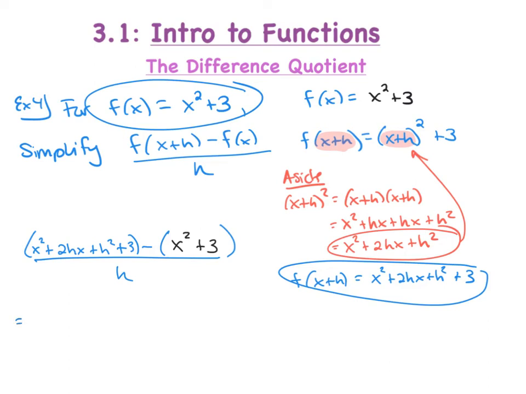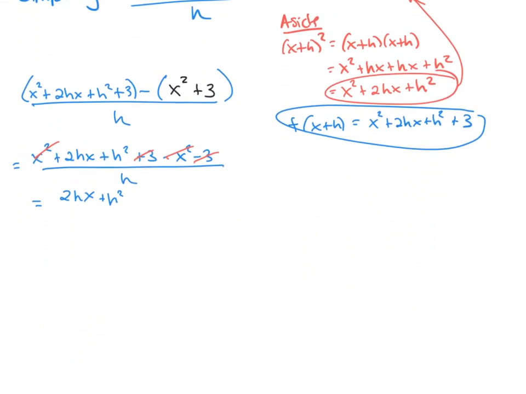So we're going to get x squared plus 2hx plus h squared plus 3 minus x squared minus 3 all over h. The x squareds are going to cancel, the 3's are going to cancel, and what we have left is 2hx plus h squared. Oh, I need room. Let's actually give us even more room than that. Okay, where were we? 2hx plus h squared all over h.